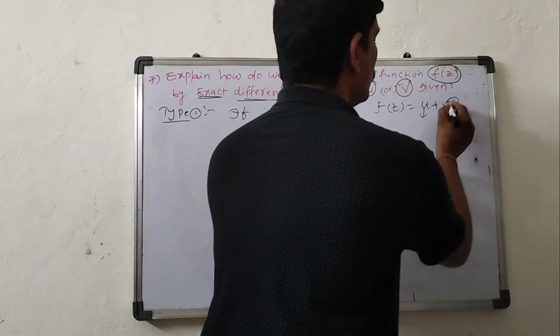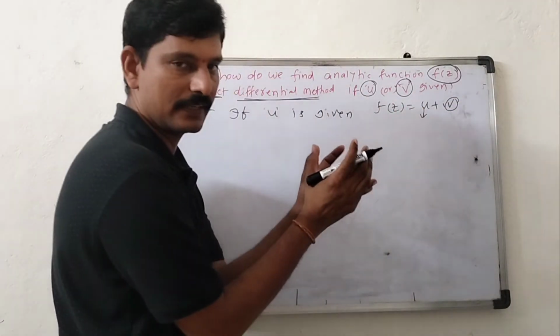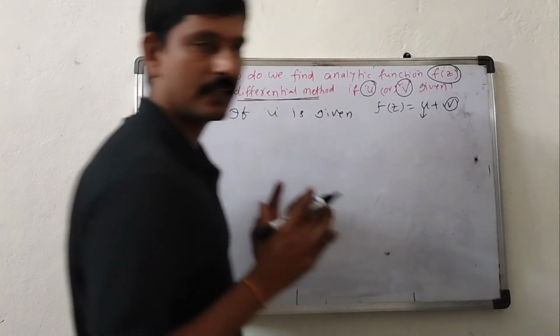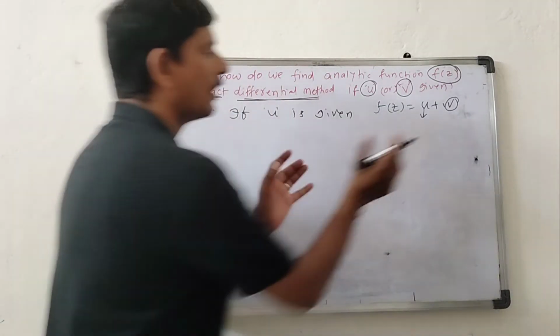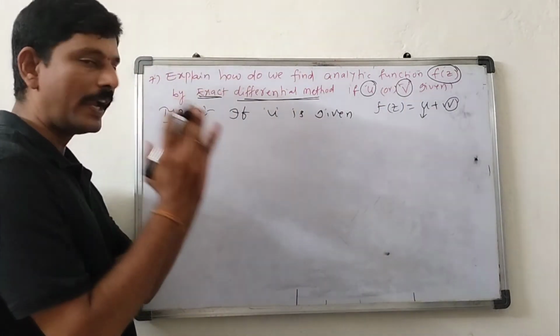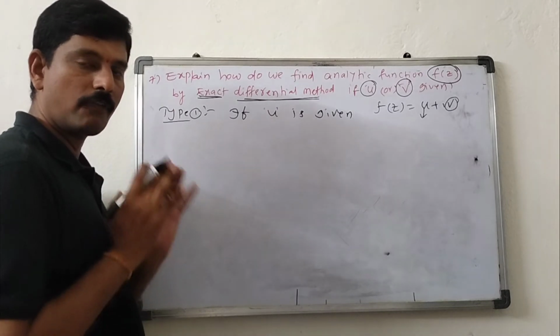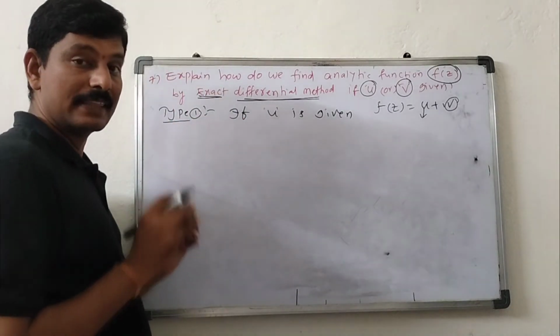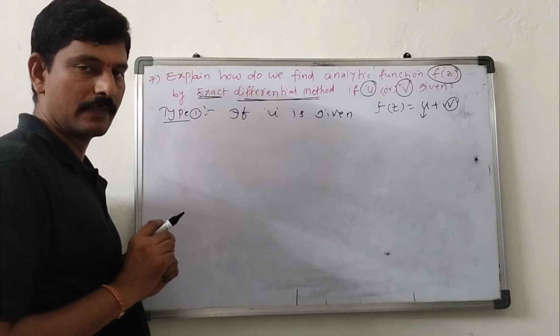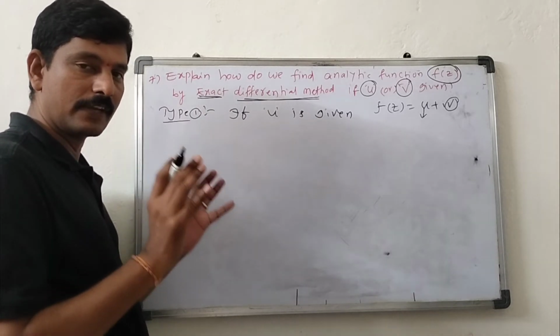So if we find v, then it is easy to find f of z in the form of u plus iv. That means we have to find v. Now to find v, we have a formula in partial differentiation, that is the total differential formula.